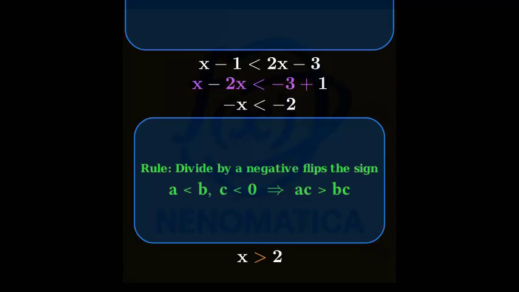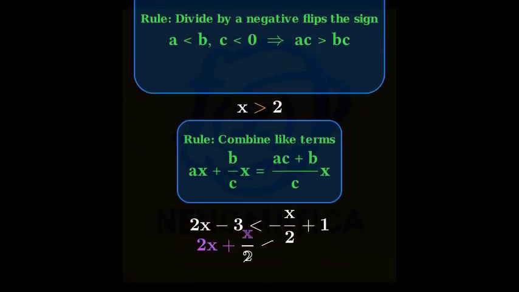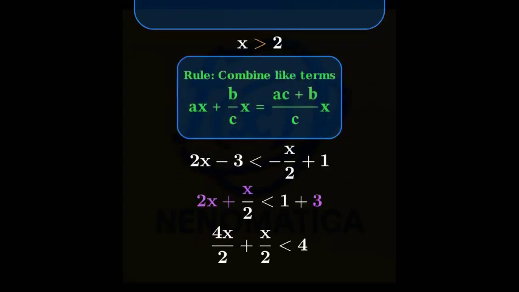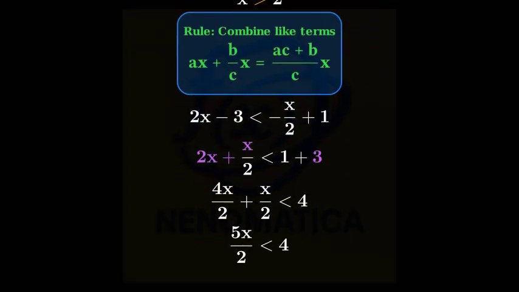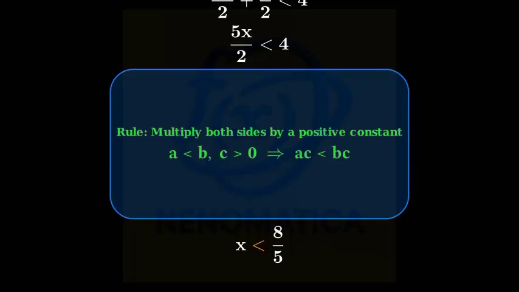2x minus 3 is less than -x over 2 plus 1. We will add x over 2 to both sides, and add 3 to both sides. That gives 2x plus x over 2 is less than 1 plus 3. Express with a common denominator. Combine like terms to get 5x over 2 is less than 4. Multiply both sides by 2/5 to isolate x, and obtain x less than 8/5.